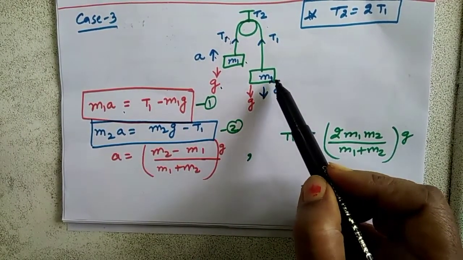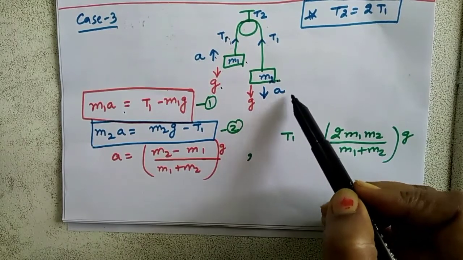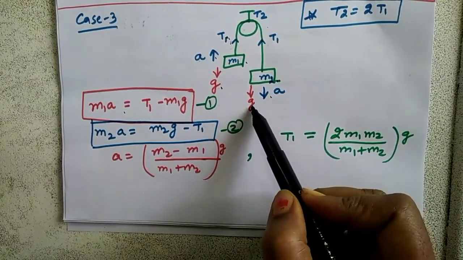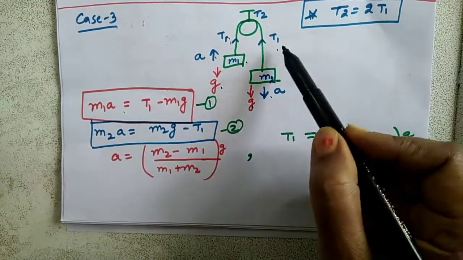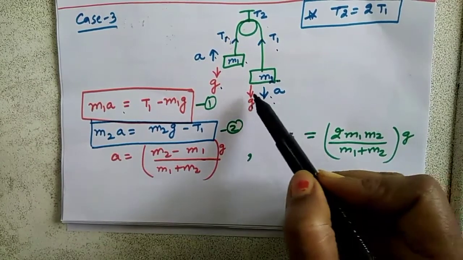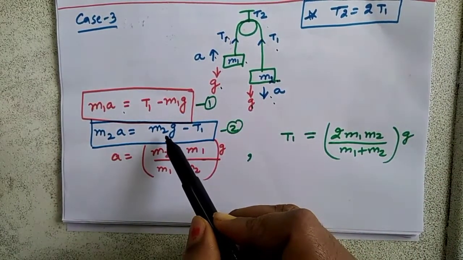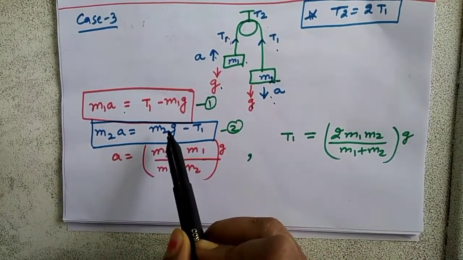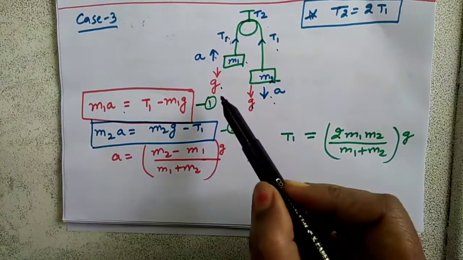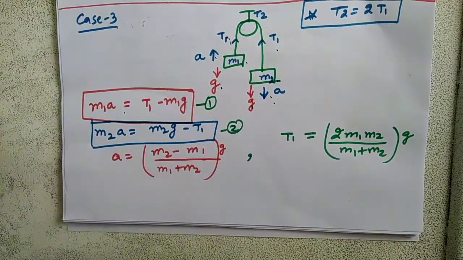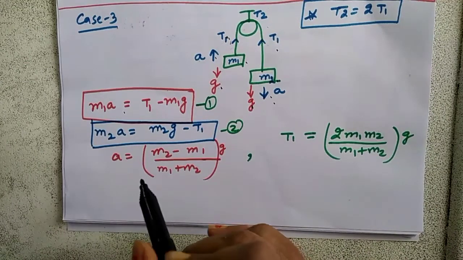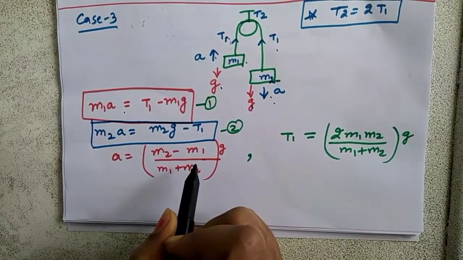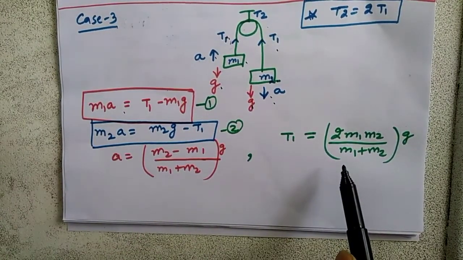Similarly for body 2. Now its acceleration is in downward direction. So I will say M2A equal to. In this case, gravity and tension are in opposite direction. And since gravity is in the direction of acceleration, so definitely M2G would be more than T1. So I will say M2A equal to M2G minus T1. I got two equations 1 and 2. By solving 1 and 2, I can find acceleration of this body is M2 minus M1 by M1 plus M2 into G, and I can also calculate the value of T1.